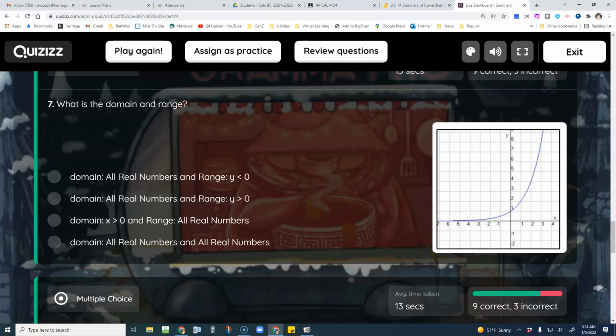This one's technically 2 to the x. How do I know that? Because 2 to the 0 is 1, and 2 to the 1 is 2, and 2 to the 2 is 4. That's 2 to the x. Anyway, exponential, it goes forever left, forever right, which is why the domains are all real numbers, which most of these are. But range, how low does it go?